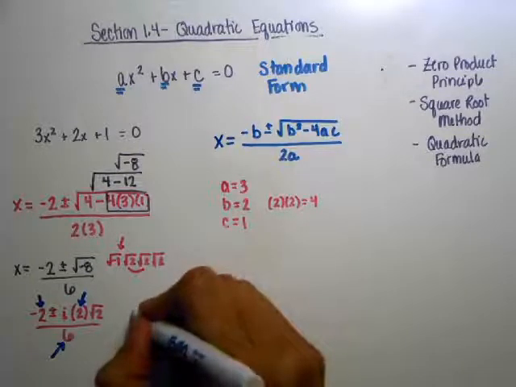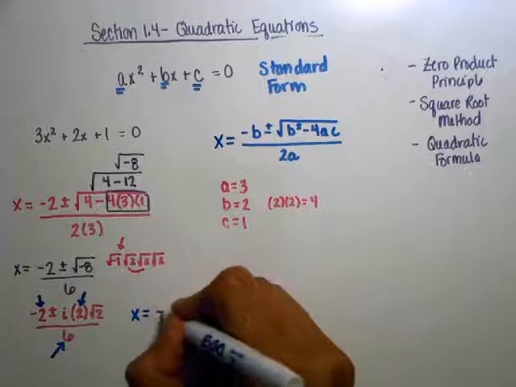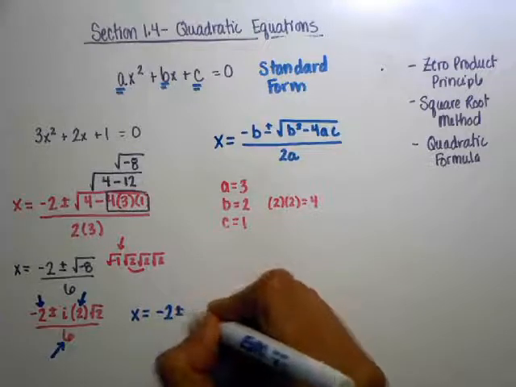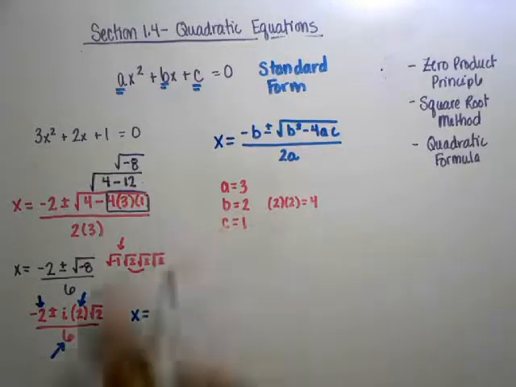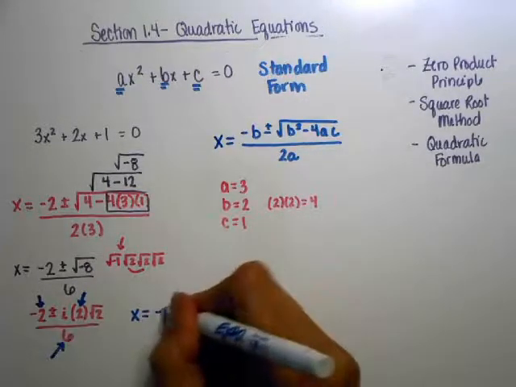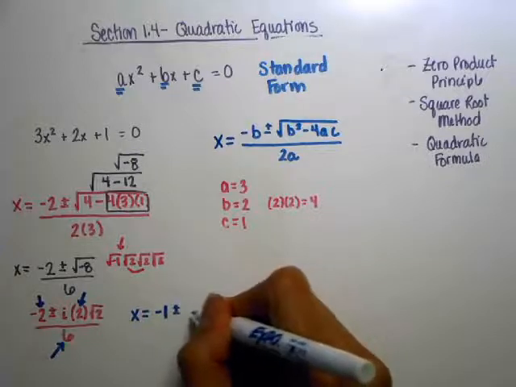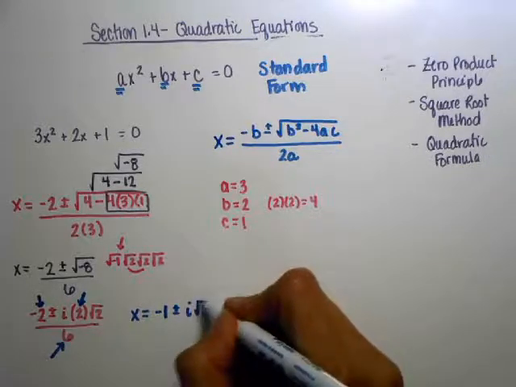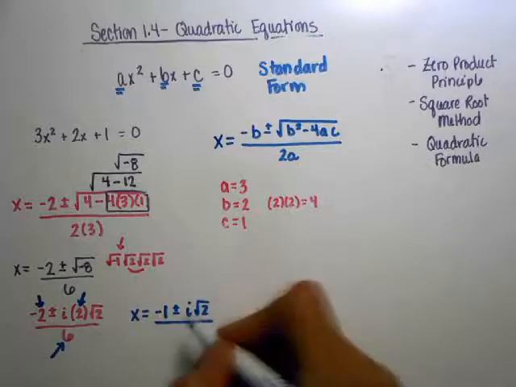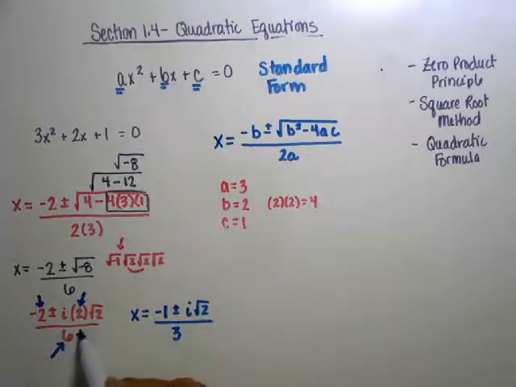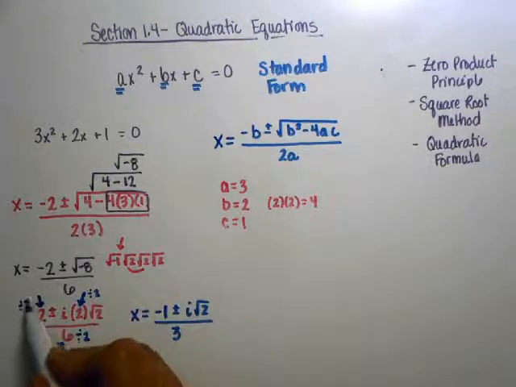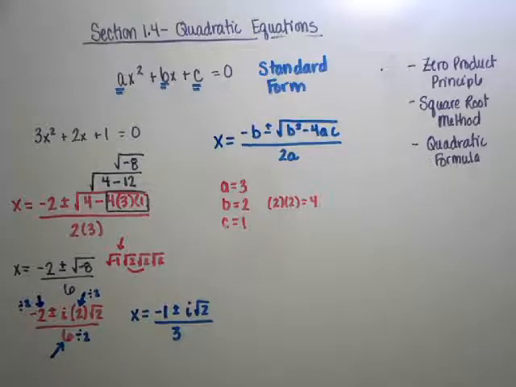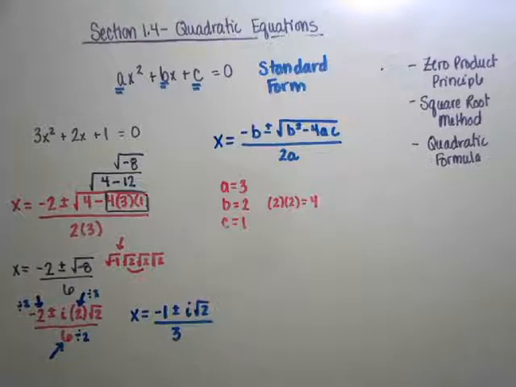We would say x is equal to negative 2 plus or minus i square root. Sorry, we're going to divide everything by 2. We're going to get negative 1 plus or minus i square root of 2 divided by 3. So I took this and divided it by 2, I took this and divided it by 2, and I took this and divided it by 2. And that would be our answer.